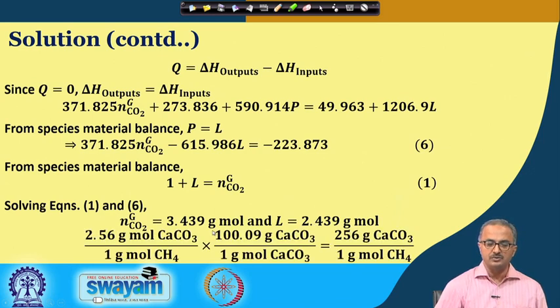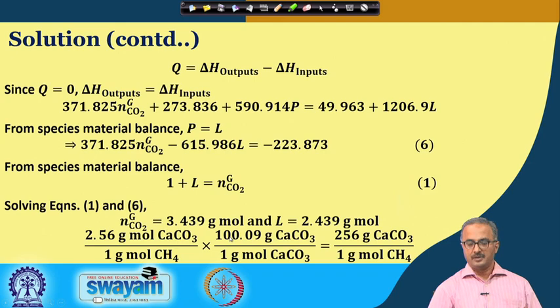Once you get these two values, now you can find out how much calcium carbonate is being consumed per unit gram mole of methane by this particular formula. So this is a very straightforward problem.